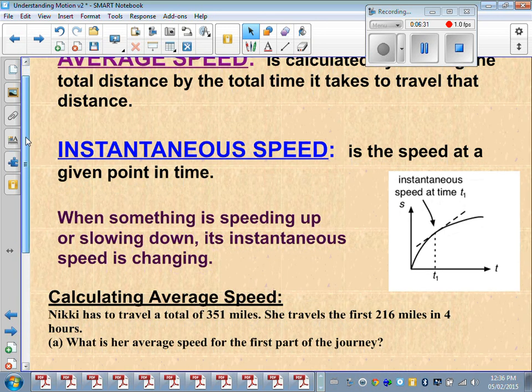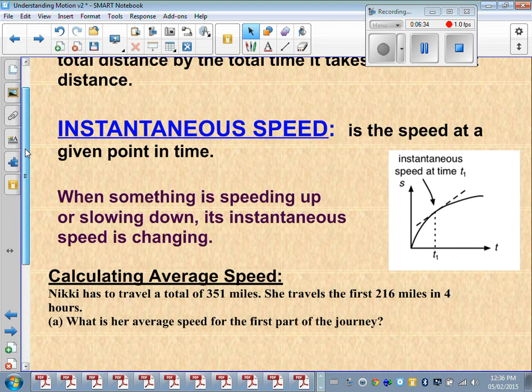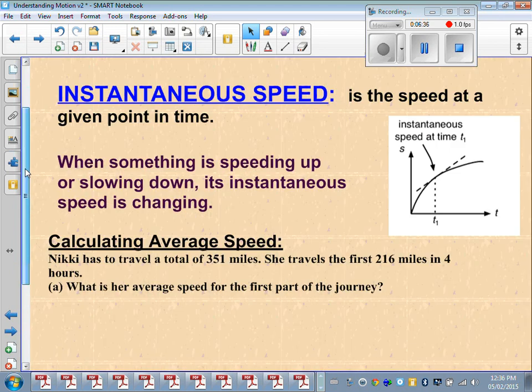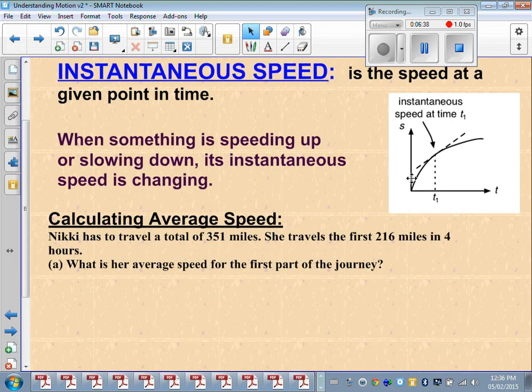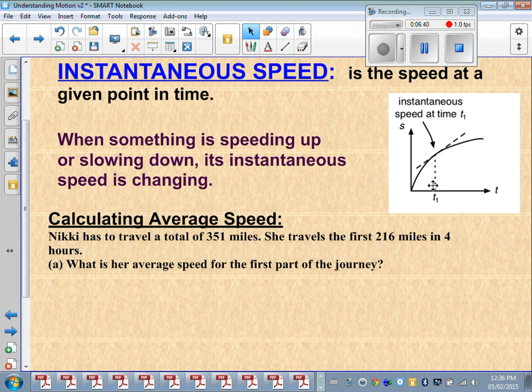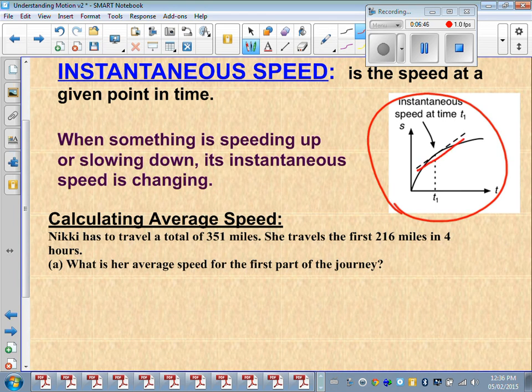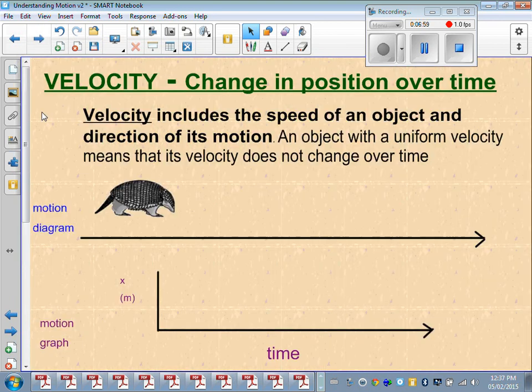The instantaneous speed is the speed at an exact time. So when something is speeding up or slowing down, its instantaneous speed is changing, just like the diagram on the right here. So in order to get the instantaneous speed, you would get what's called the tangent line on a graph which is looking at the distance against time. So what we normally look at is average speed.